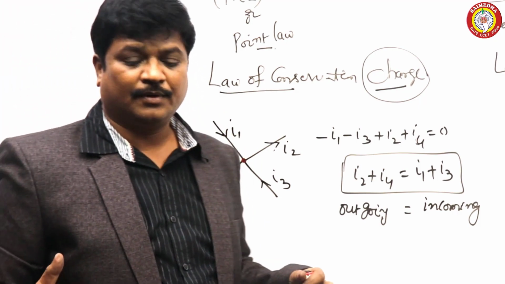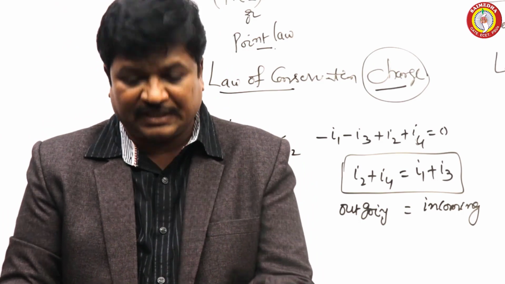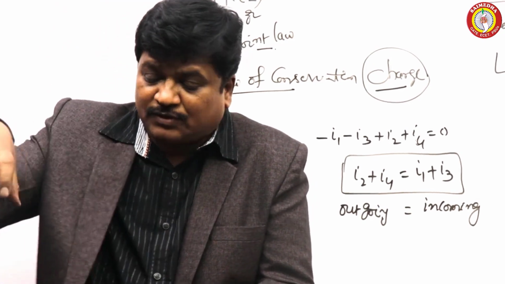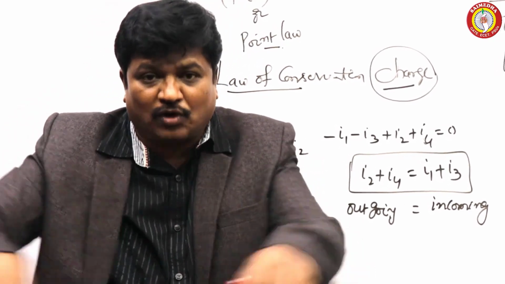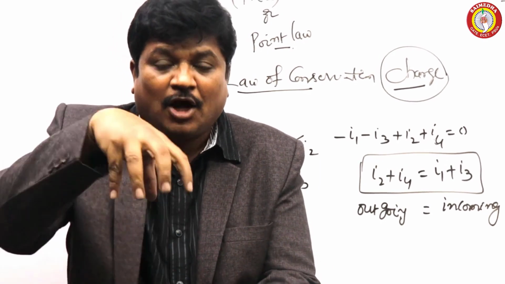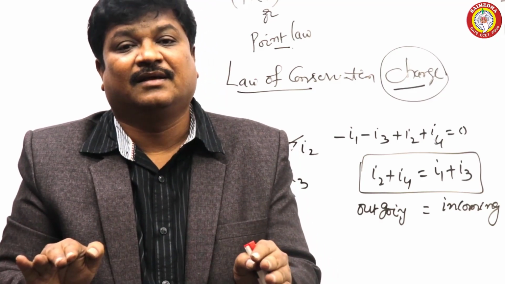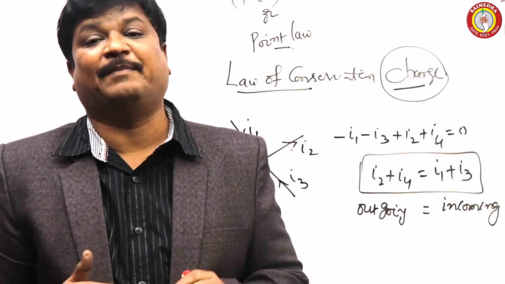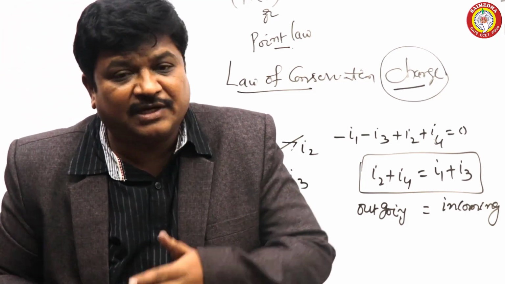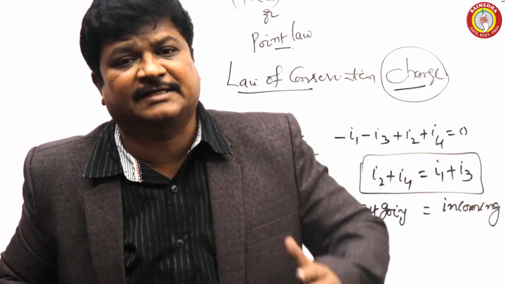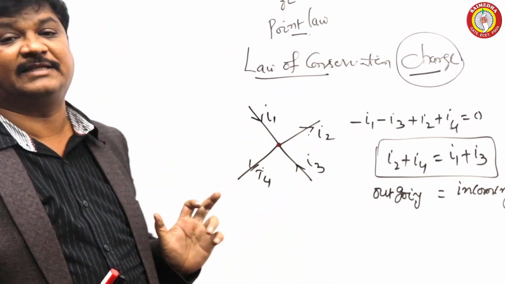For example, when you are traveling somewhere, you take a road and reach one junction. Suppose four roads meet at a junction. How many vehicles will stand in the junction? No vehicles will stand in the junction. If vehicles are standing in the junction, an accident will happen. One vehicle coming from one side must leave in some other direction. Suppose one vehicle is coming here, that vehicle must go like this.